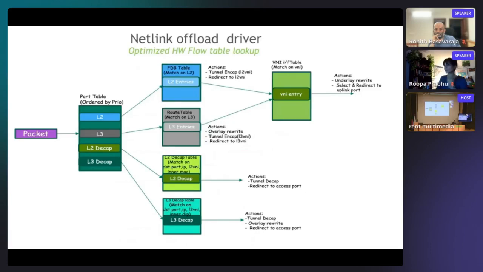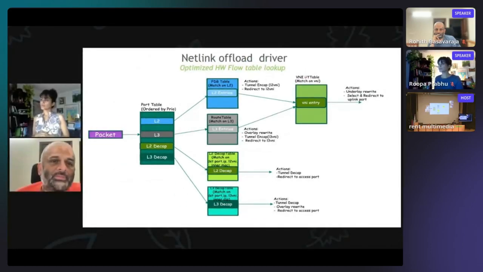Go to the next one. Yeah, so those are the tables in the previous slide. Those are the tables we form in the Netlink offload driver. But actually, what is translated into the hardware is this one. Basically, we want to optimize so that we do minimal table lookups.